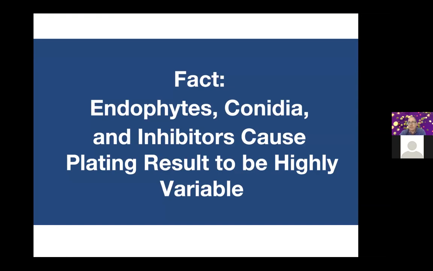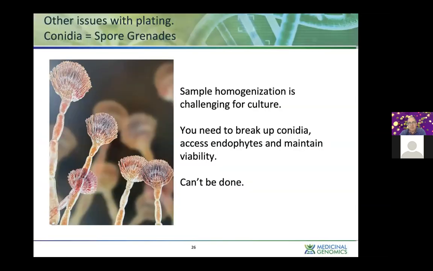Now, there are some other issues with plating, which is that endophytes, conidia, and inhibitors all play a disproportionate role in plating compared to molecular methods. What do I mean by that? Well, this is Aspergillus flavus. The top of there is a conidia. That's a spore, what we call a spore grenade. You can pipette one of those things, and if you break it up in the pipetting process, it will turn into 100 to 1,000 different colonies. If you don't break it up in the pipetting process, it will turn into one.